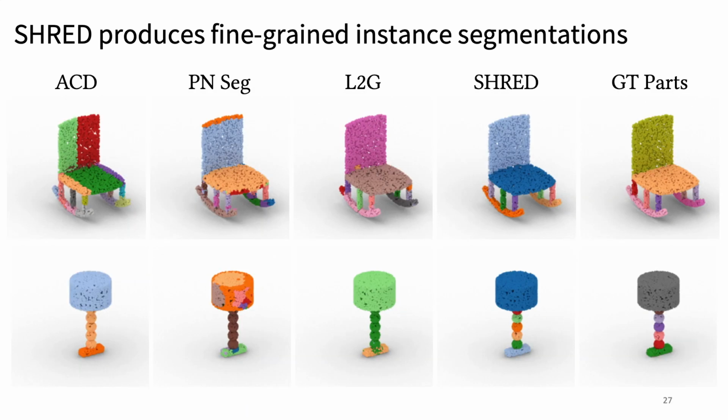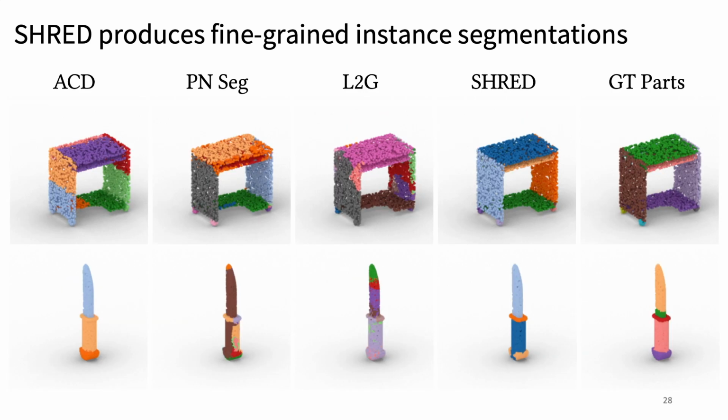We also show that the decompositions produced by Shred can be treated as fine-grained part instance segmentations. Here we depict some qualitative outputs on in-domain test set shapes, comparing segmentations produced by baseline methods in the left 3 columns against the segmentations produced by Shred in the 4th column, where the ground truth annotation is shown in the rightmost column. As evidenced, Shred is able to provide high-quality segmentations that work well across multiple categories.